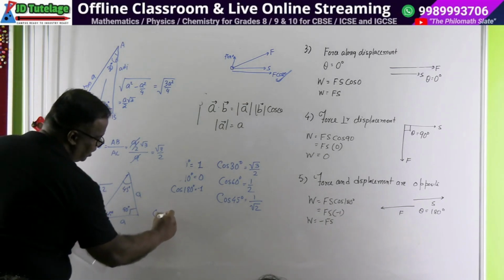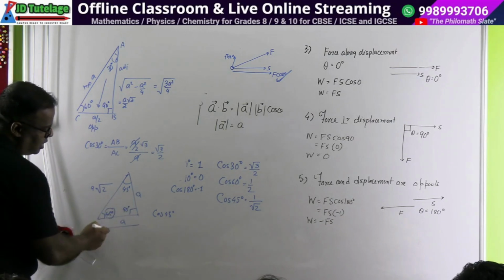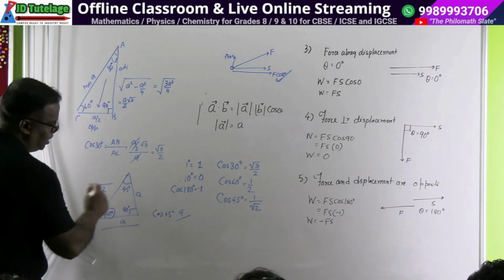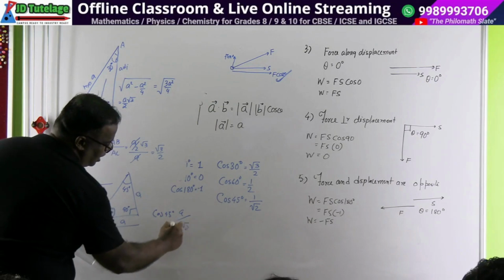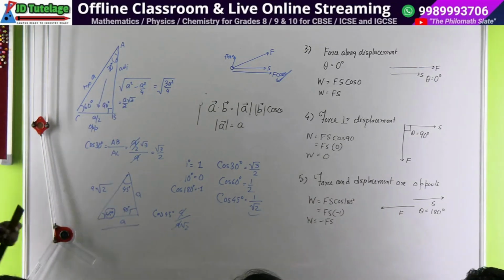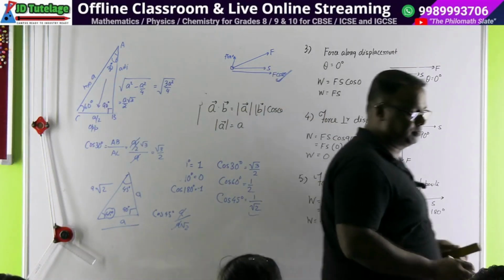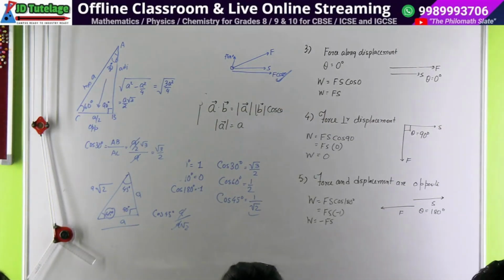Now take cos 45. Any side you can take. If you are taking this one, then this is the adjacent side. A divided by the hypotenuse A root 2. A cancels, 1 by root 2. Okay? Even if you forget formulas, if your basics are correct, you can generate formulas.